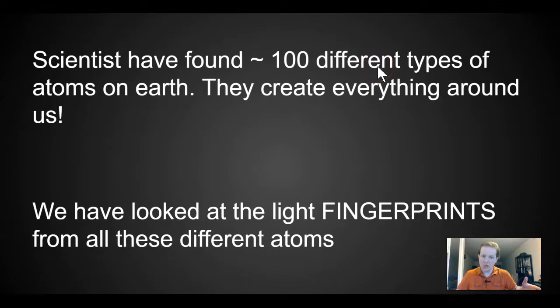They make molecules like water. Have you heard of water? Carbon monoxide. It gets more and more complicated. But there's around 100 different types of atoms. So scientists can take those atoms and look at the fingerprints. Just like a police officer can find your fingerprint, scientists can look at the fingerprints of atoms, the light that those atoms absorb. Oh, so we have the fingerprints of 100 different types of atoms.